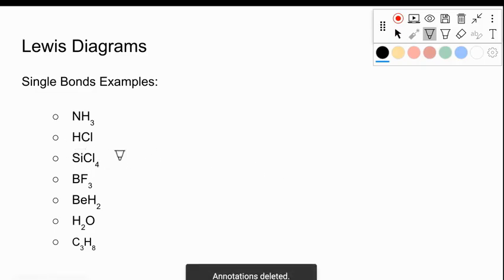So SiCl4. Si is in group 14, so it has 4 valence electrons. Chlorine is in group 17, so it has 7, but there are 4 total chlorines, so that's going to be a total of 28 plus 4. So I have a total of 32 electrons I've got to do something with. Silicon can bond 4 times. Chlorine can only bond 1. And so I'm going to put silicon as my central atom.